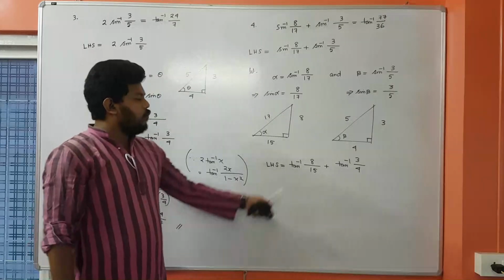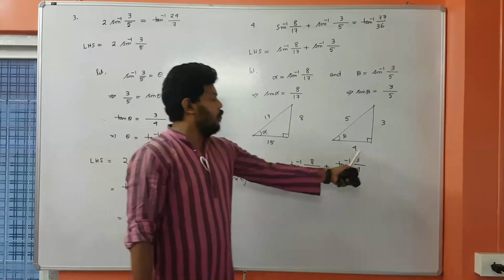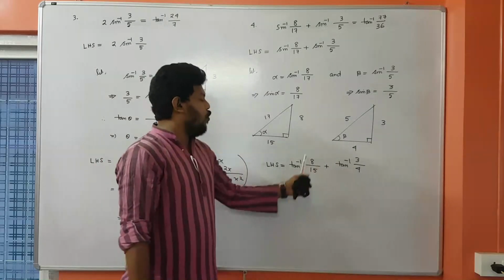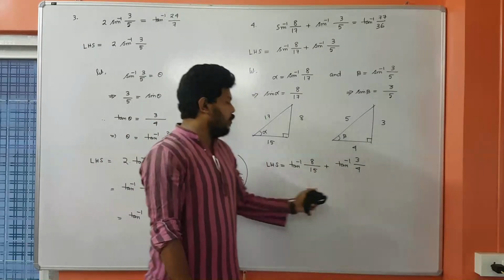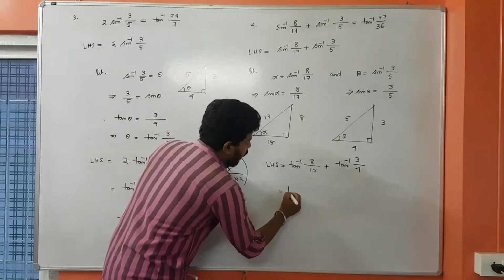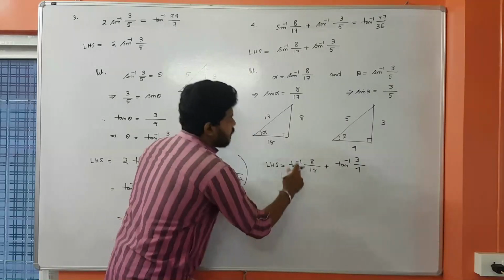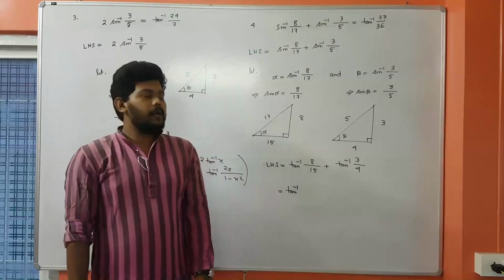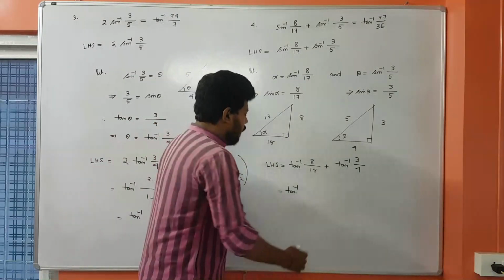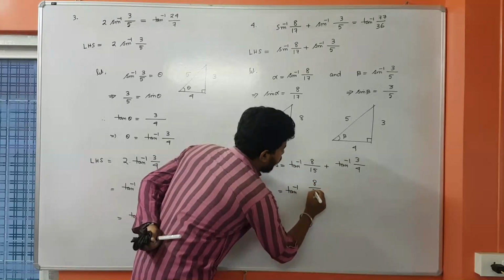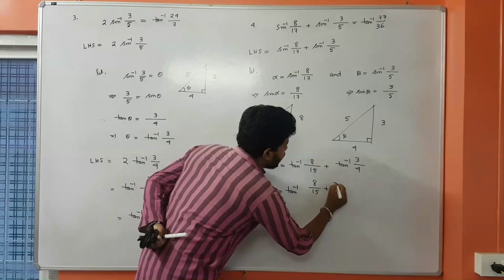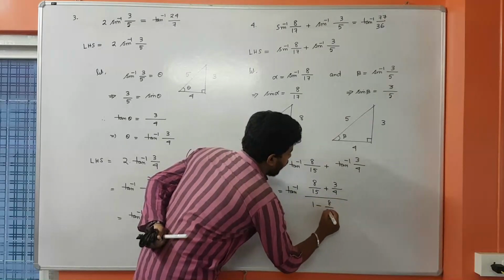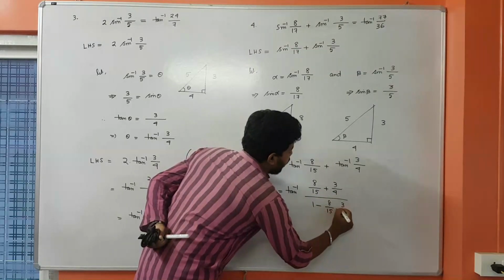Now, the product of 8 by 15 and 3 by 4 is less than 1. 3 8s are 24, 4 15s are 60. This is less than 1. We can use the property tan inverse of x plus tan inverse of y is equal to tan inverse of x plus y divided by 1 minus xy. Hence, your answer will be 8 by 15 plus 3 by 4, divided by 1 minus 8 by 15 times 3 by 4.